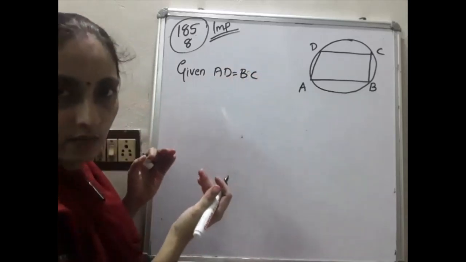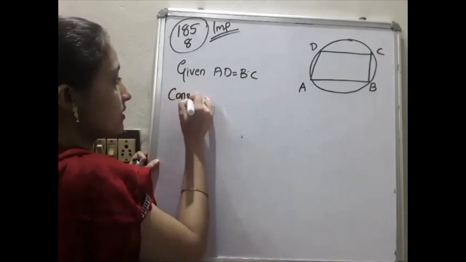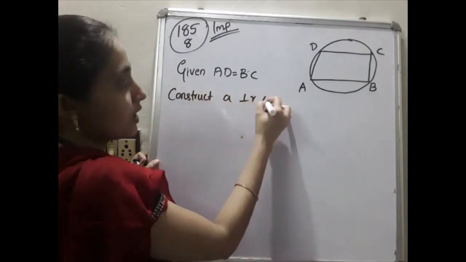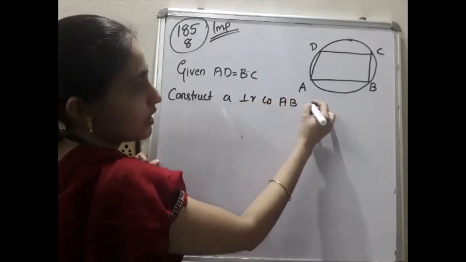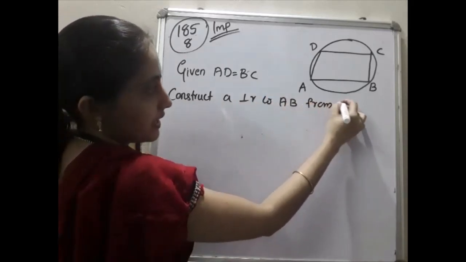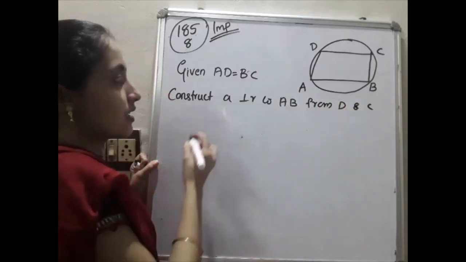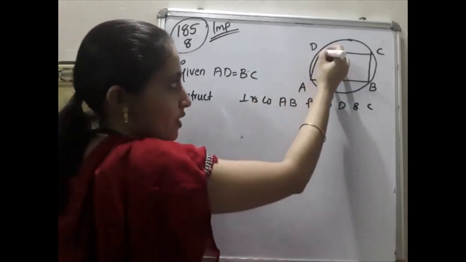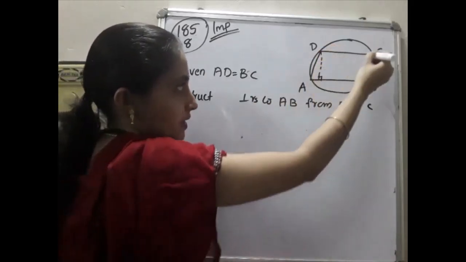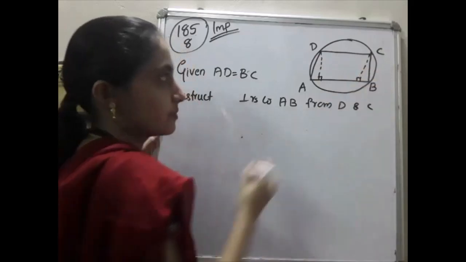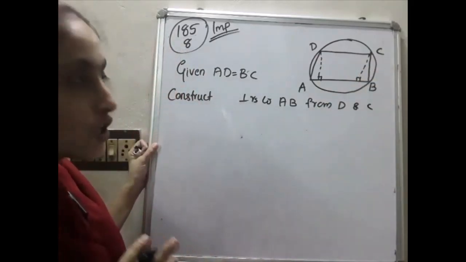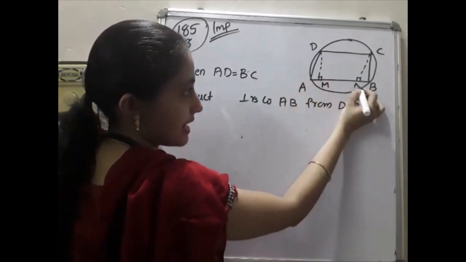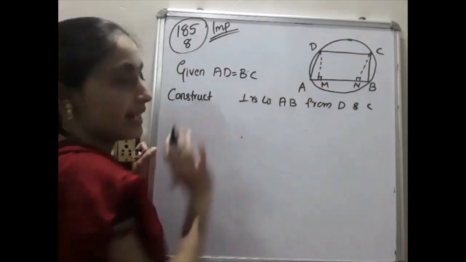Okay, you have to construct one thing. Construct a perpendicular to AB from D and C. Draw perpendiculars to AB from D and C. So you have to draw a perpendicular here and a perpendicular here. Okay, so we will draw the two perpendiculars. I mark this as M and this as N. Okay, that is 90 degree.